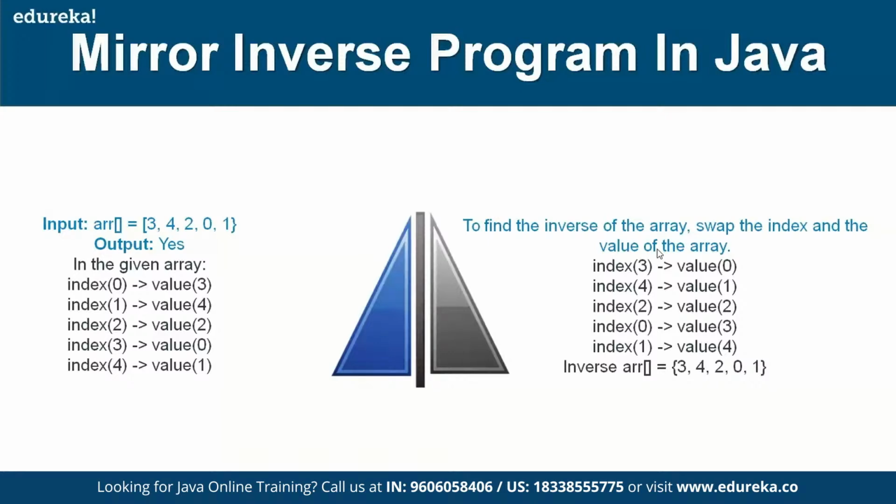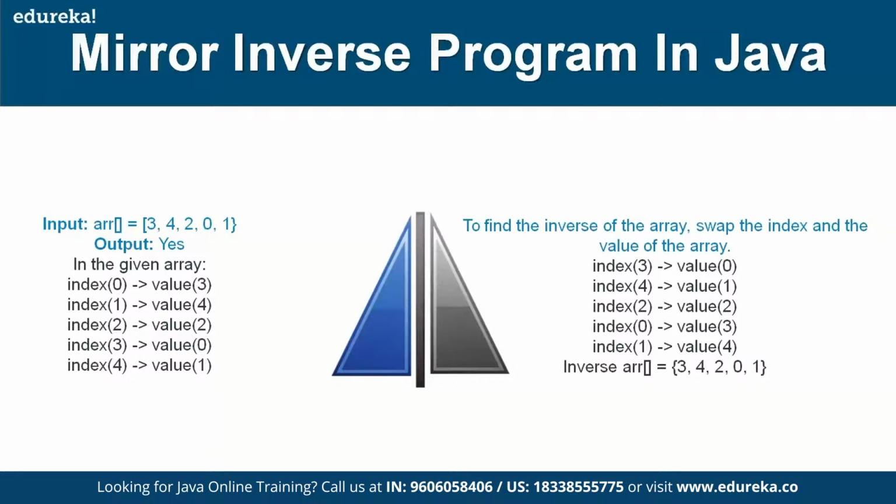So how can you do the mirror inverse of an array? Very simple. You take each element, 0, 1, 2, 3, 4, from 0 to length of the array minus 1, I less than arr dot length. Then you compare only one thing. This is the index. If arr of I, arr of 0, is not equal to the value, then we can say that it's not correct.